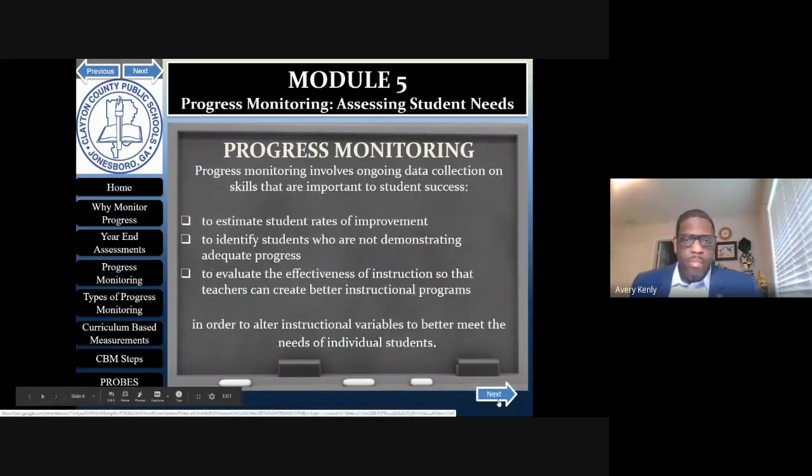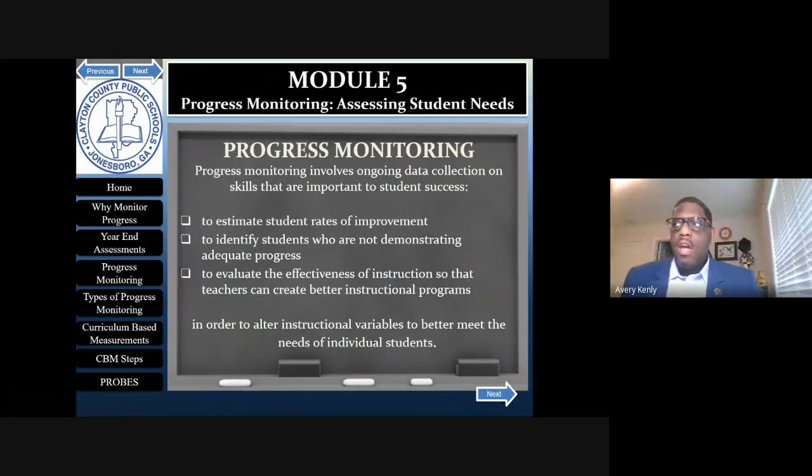So we talk about this word progress monitoring, and that simply is ongoing data collection. It's important because it allows us to assess student success. It allows us to estimate student rates of improvement, to identify students who are not demonstrating adequate progress, to evaluate the effectiveness of instruction so that teachers can create better instructional programs. And we utilize all of this to alter instructional variables to better meet the needs of individual students.